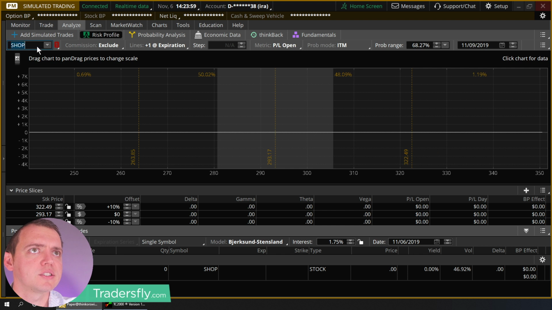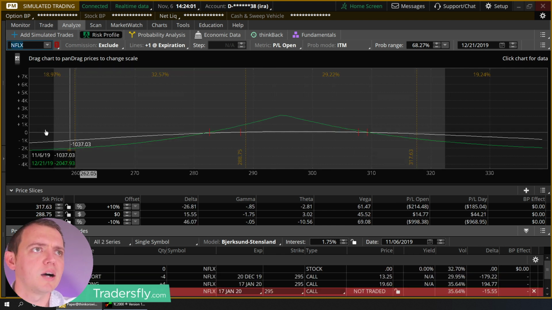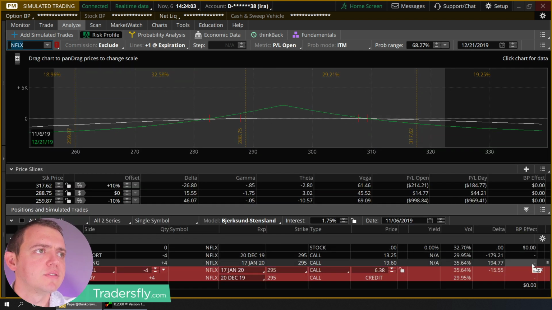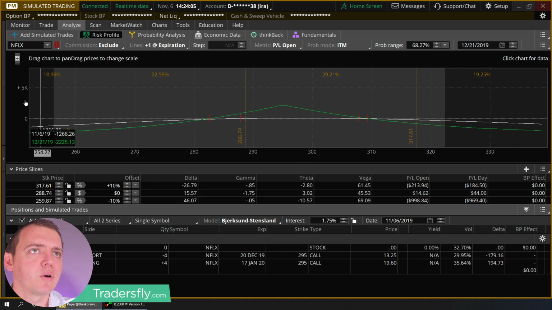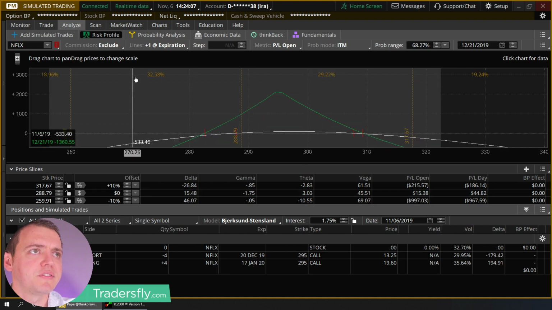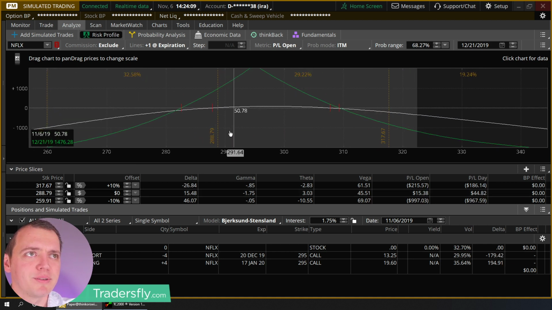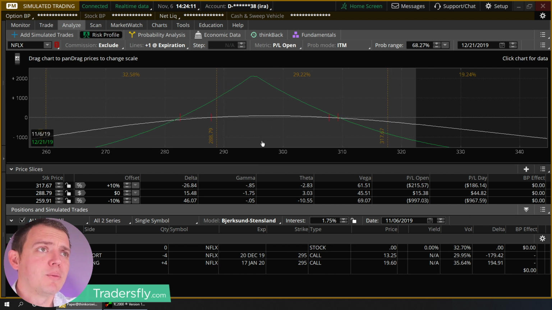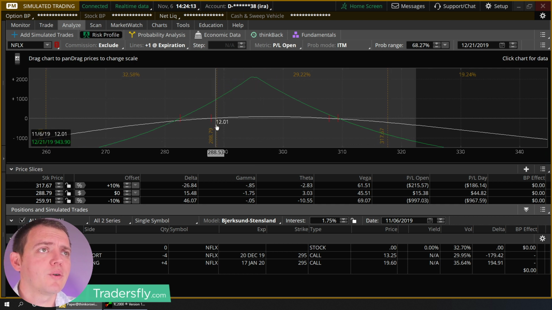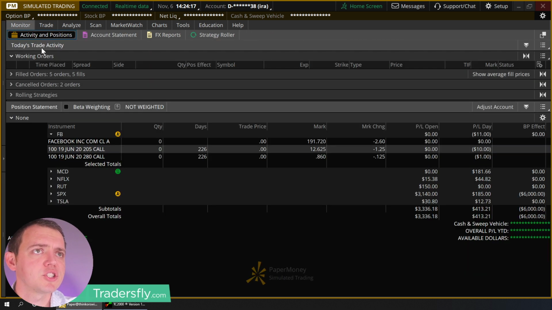Netflix trade right here. This one is up, I believe, looking at it, $44 for the day, but only $15 for the whole position. So it's not really profitable. I was almost completely wrong on it. It didn't stay or hang around right here, but it's still doing fine and still holding that position.